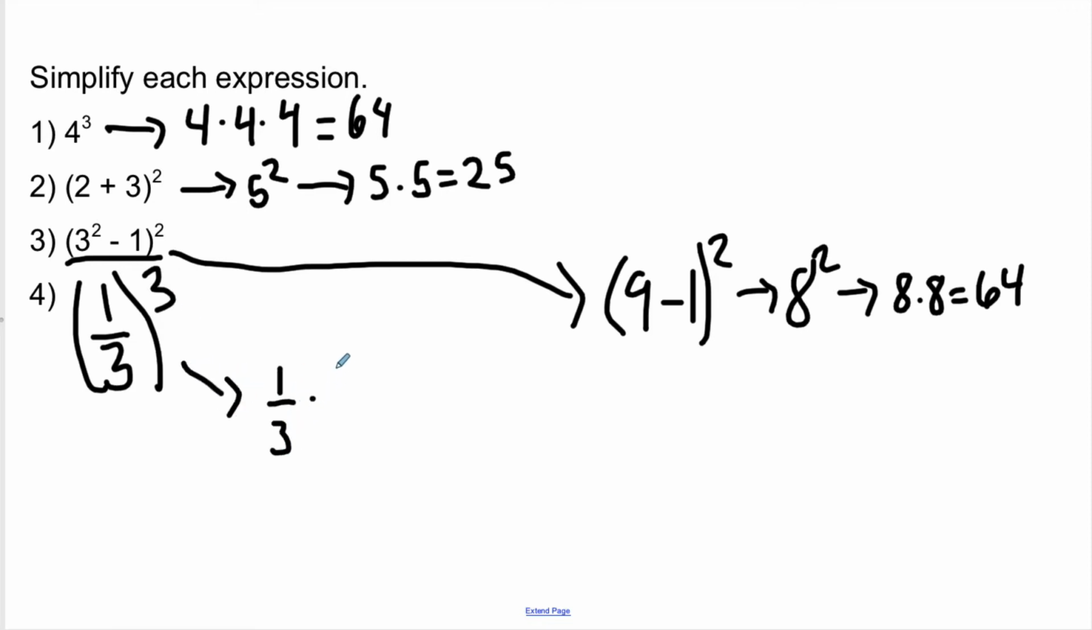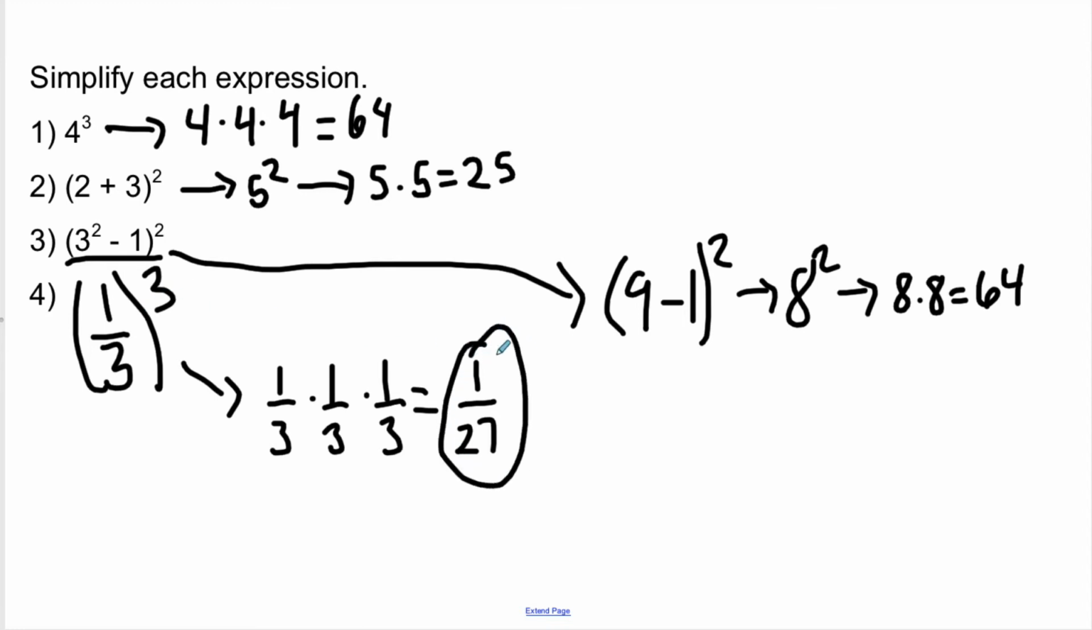1/3 times itself 3 times. And if you can think back to last year, or any prior years where you multiplied or added or whatever with fractions, when you multiply your numerators across, so 1 times 1 times 1 is 1, and then 3 times 3 times 3. 3 times 3 is 9, 9 times 3 is 27. So 1/3 to the 3rd power follows the same set of rules, 1/27.